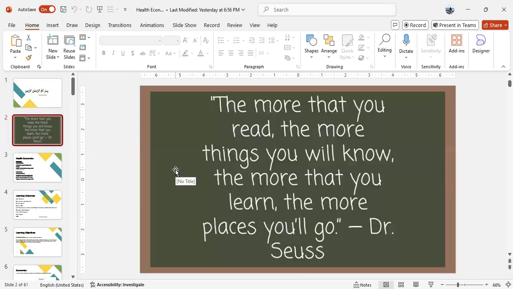The thought of the day is the more that you read, the more things you will know. The more that you learn, the more places you will go.